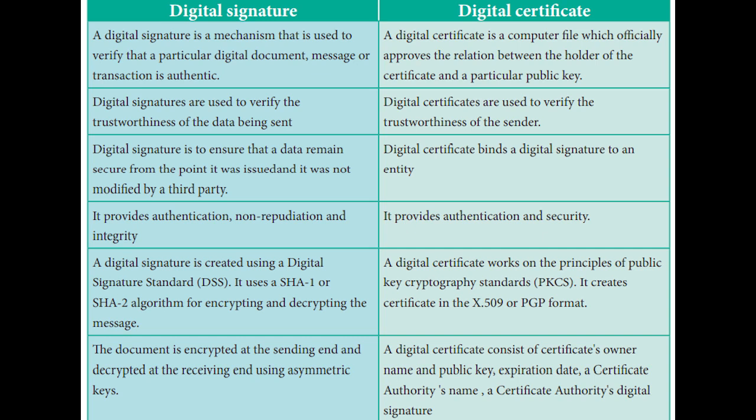Digital signatures are used to verify the trustworthiness of the data which is being sent. Digital certificates are used to verify the trustworthiness of the sender, right? Digital signature is for the message or the data or the thing which is sent, right? Digital certificate is to check the trustworthiness of the sender, the identity of the sender, right?